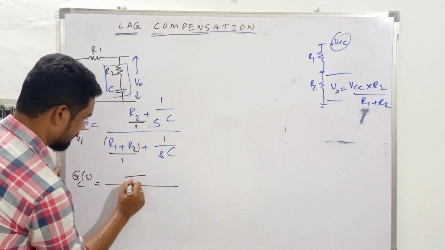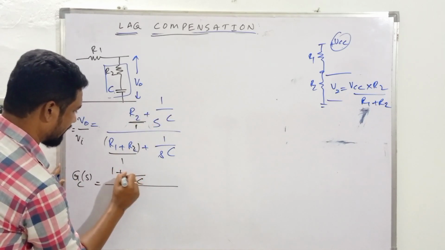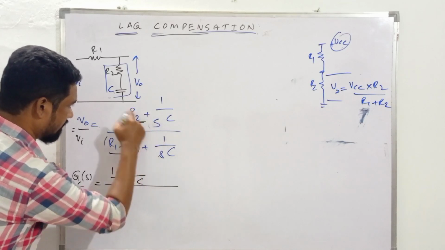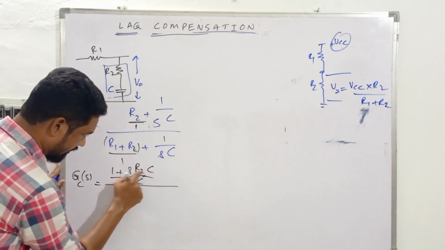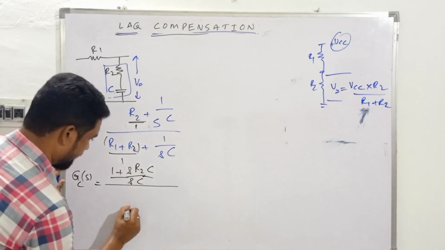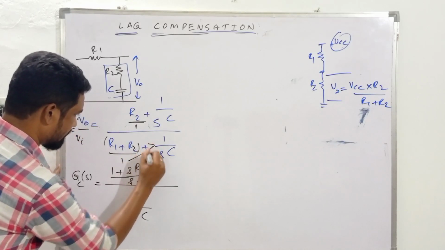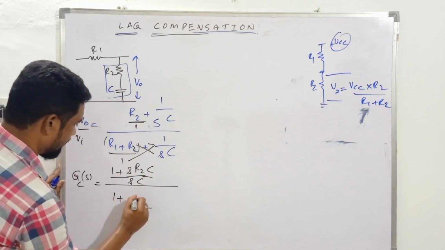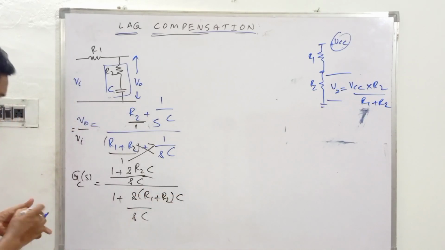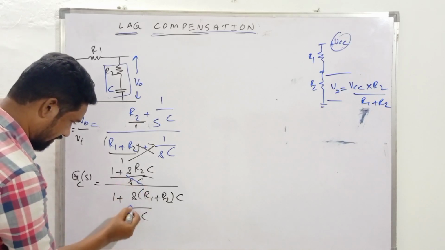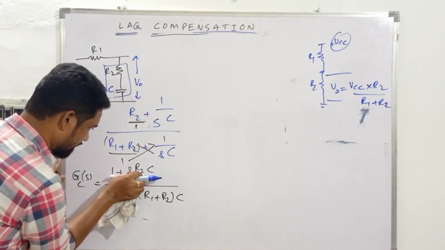All right, so as you know, the LCM of this will be SC, and cross multiplying, we will have 1 plus S R2 into C. Don't forget this, the R2 into C combination, the product. In the same way, the LCM will be SC, and cross multiplying this gives 1 plus S into R1 plus R2 into C. All right, so we don't have the 1 upon SC anymore. This gets cancelled here, and this gets cancelled here.